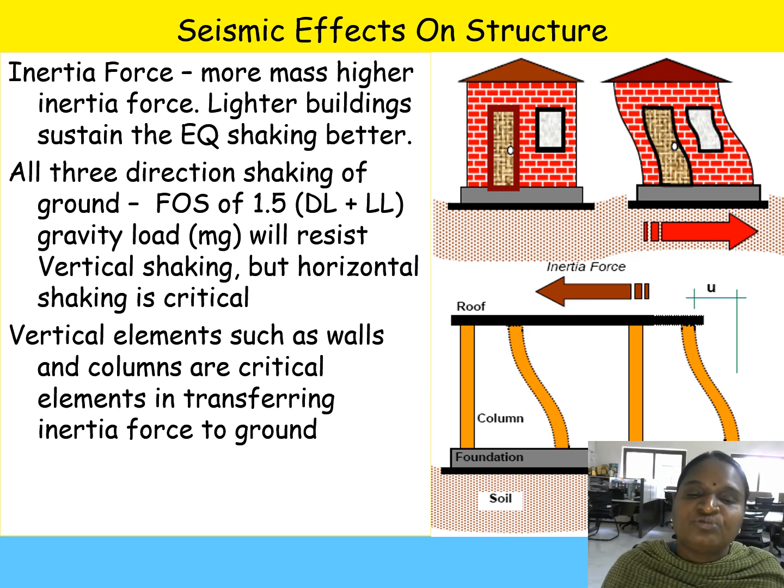With inertia force, the more mass you have, the higher the inertia forces; lighter buildings will sustain earthquake shaking better. But now, the earthquake we also have to consider in all 3 directions. As the factor of safety, we have taken 1.5 times dead load plus live load. It will resist vertical shaking, but horizontal shaking will be different. That is critical. So all these vertical elements such as your walls and columns are the critical elements. They will transfer the inertia force to the ground.